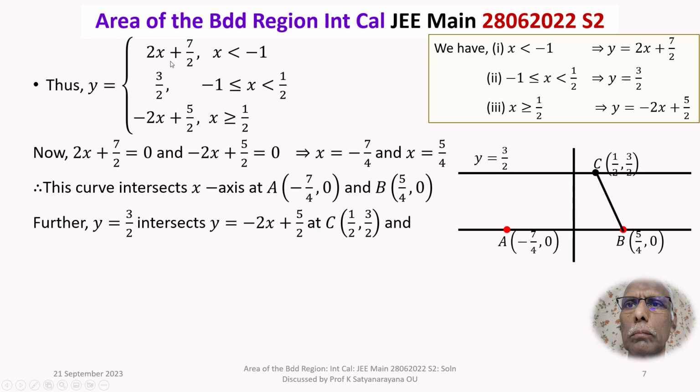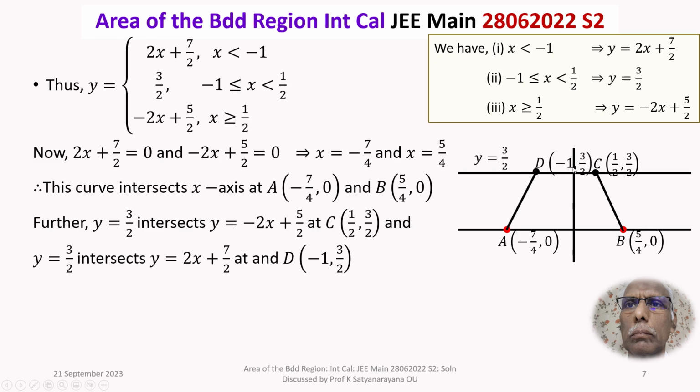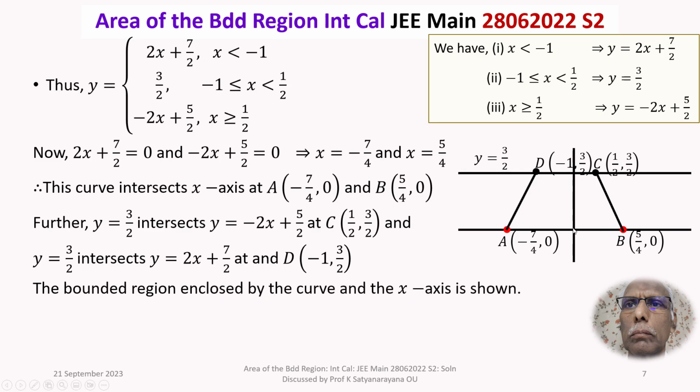And so also for the first branch. For the first branch, put y is equal to 3 by 2 in this. Solve for that. You will get another point. That is D, with coordinates minus 1, 3 by 2. So the first branch will meet y is equal to 3 by 2 at D with coordinates minus 1 comma 3 by 2. Agreed.